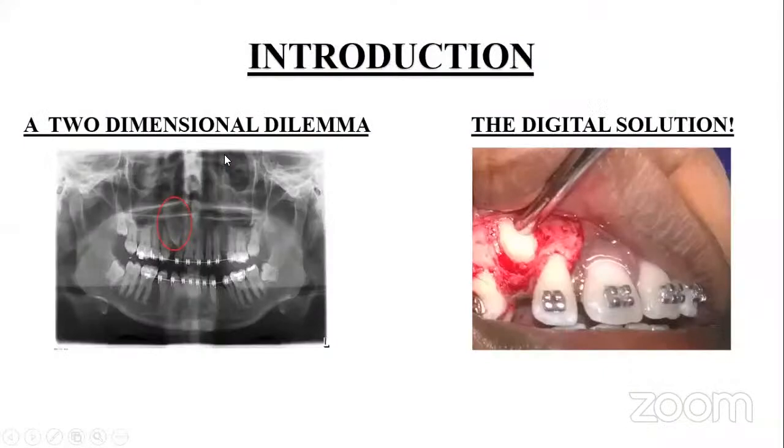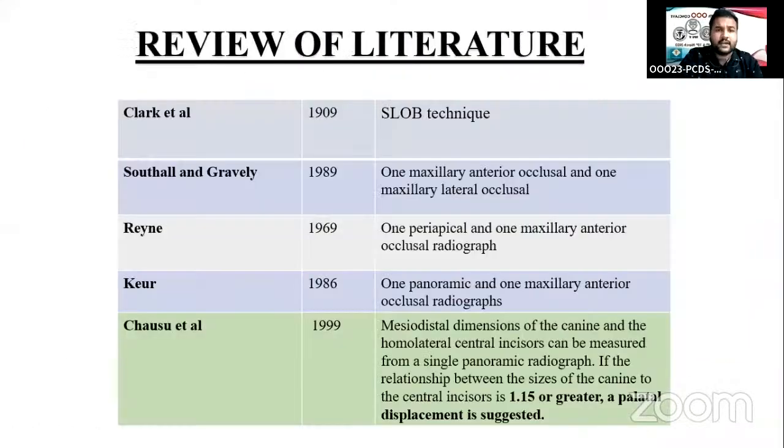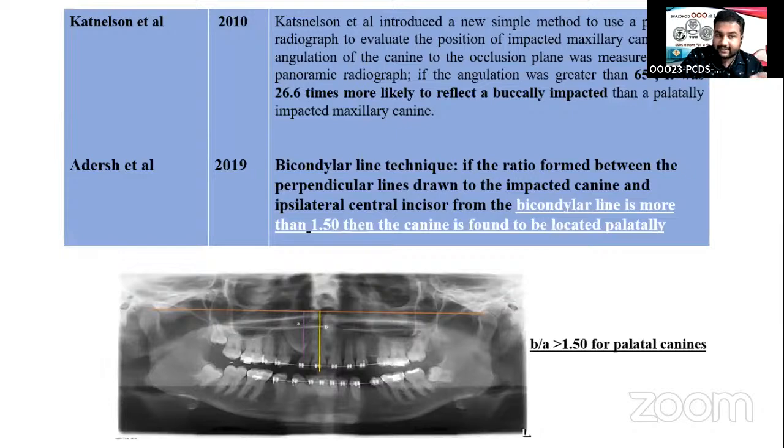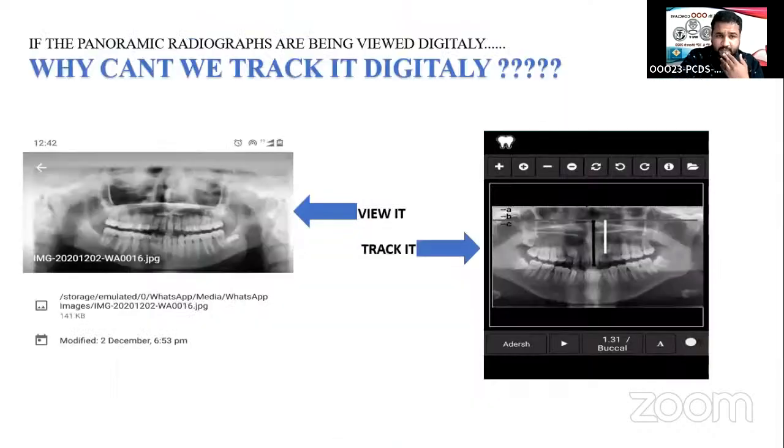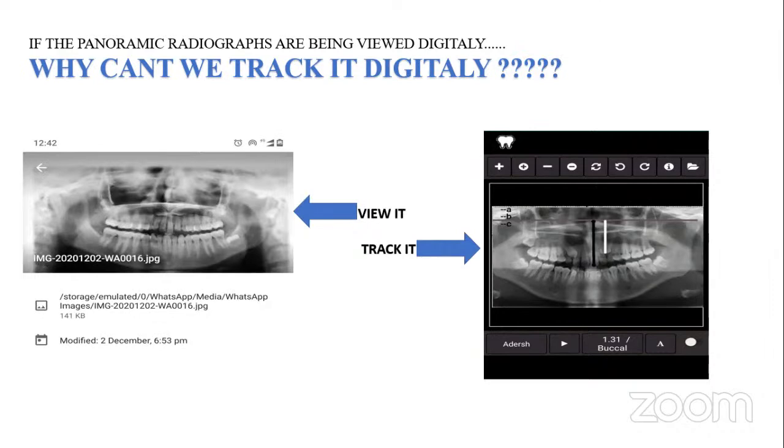We are trying to give a digital solution for the same. Over the years, there have been many localization techniques, including Clark's technique or Miller's right angle technique, etc. When it comes to OPGs, there are the Catalyst techniques of 2010 and the Adarsh et al. technique, which was developed in our college by my professor. The question that arose in my professor's head was, if the panoramic radiographs are being viewed digitally, why can't we track digitally?